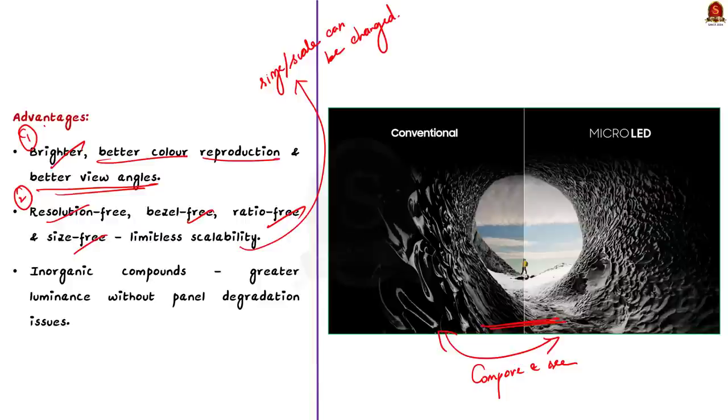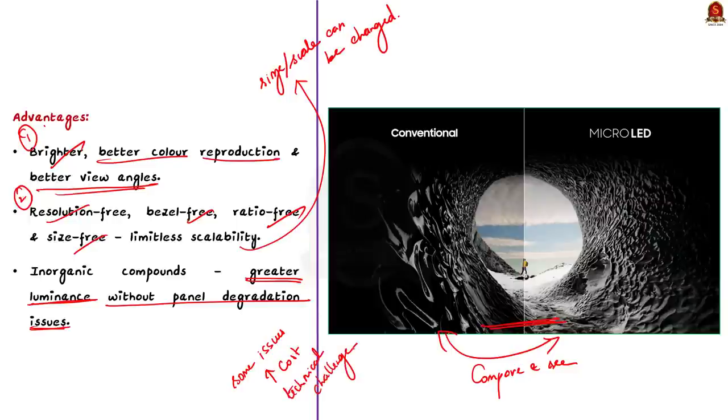And the screen can be freely resized in any form for practical usage. And thirdly, since they are made up of inorganic compounds, micro LED promises even greater luminance without panel degradation issues. So these are all some of the advantages of the micro LED technology. But according to the article, know that there are some issues like high cost and technical challenges. So developing Apple's own micro LED display might take some time until 2025. Now that's all for this article discussion.